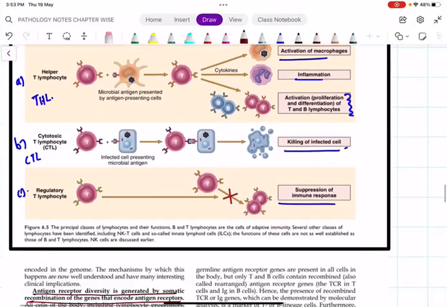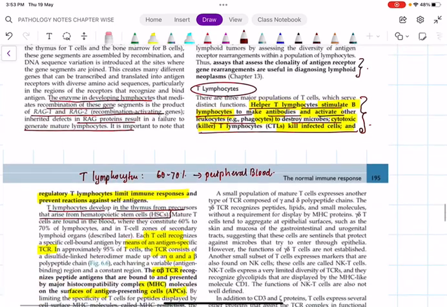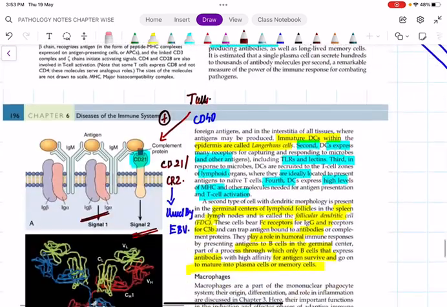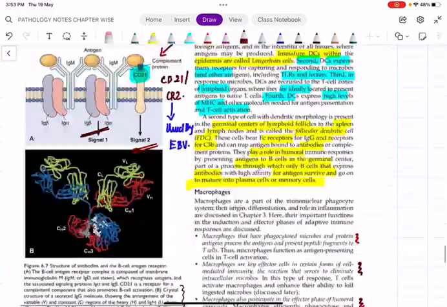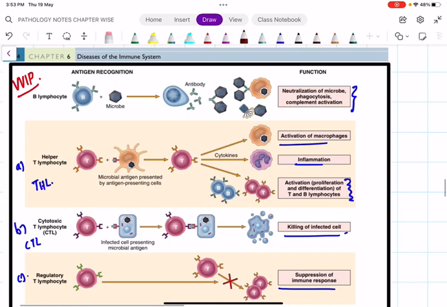Now let us see the functions of each of the lymphocytes. We have T lymphocytes, and then we have B lymphocytes. I am going to tell all of those in the next few minutes. Now let us see what the functions are. B lymphocytes mainly help in neutralization of microbes and phagocytosis.